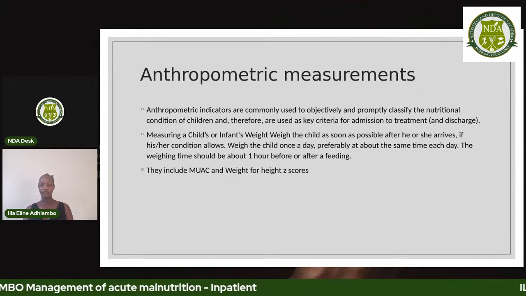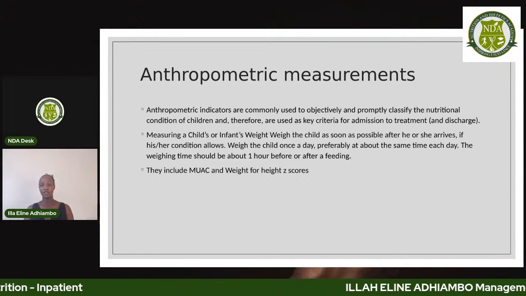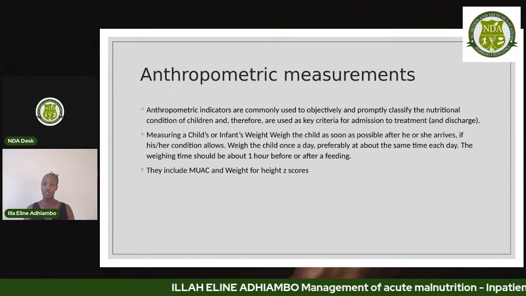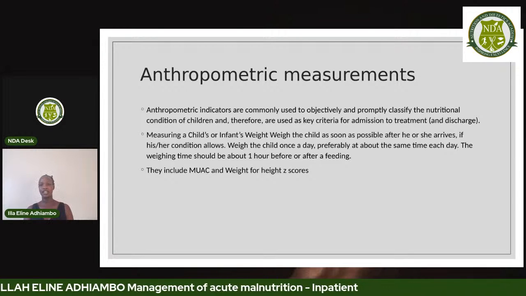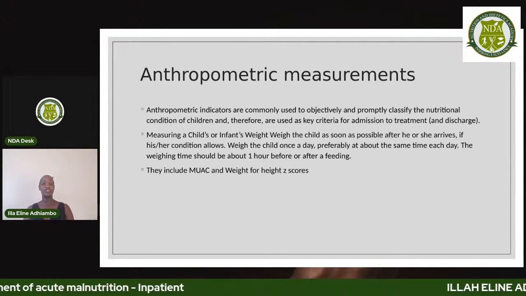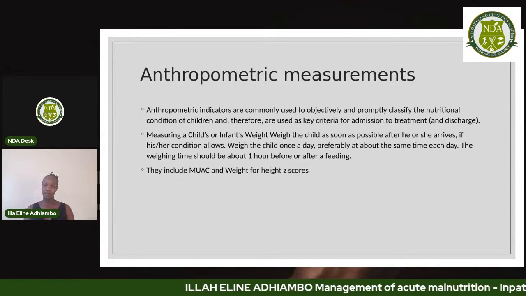Okay, we have a child we've assessed for emergency situations. Now, what are we going to do next? If the child is in a position for us to take anthropometric measures, we're going to take them. What are the anthropometric indicators? They are commonly used to objectively and promptly classify the nutritional conditions of children, and therefore they are used as a key criteria for admission.